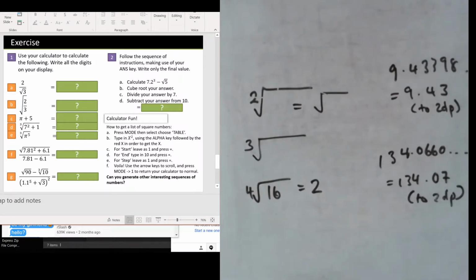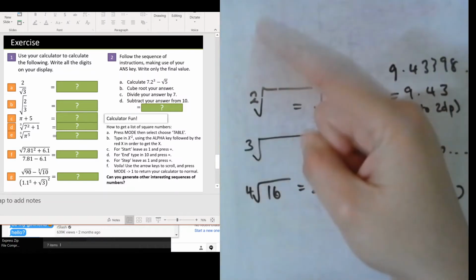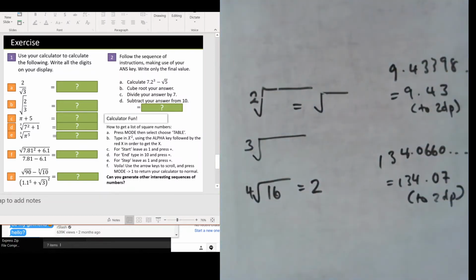But it is just a matter of experimenting. I will post these questions. Can you just make sure you try them, and then take a picture of your results, and then pop them onto the classroom?